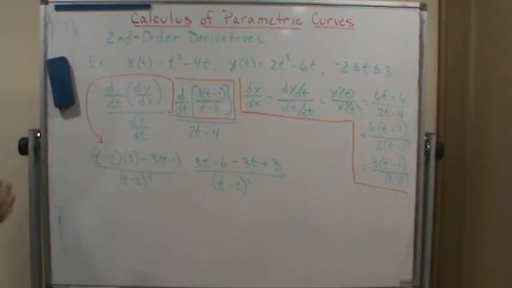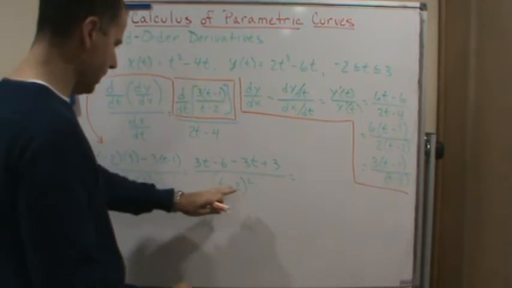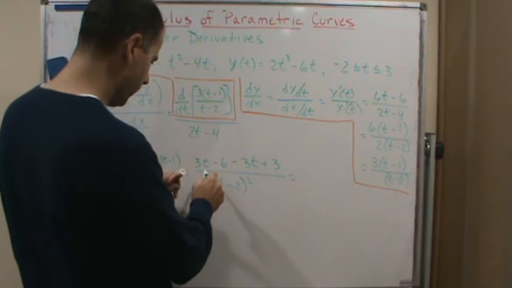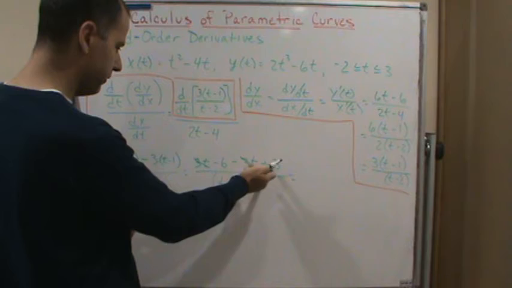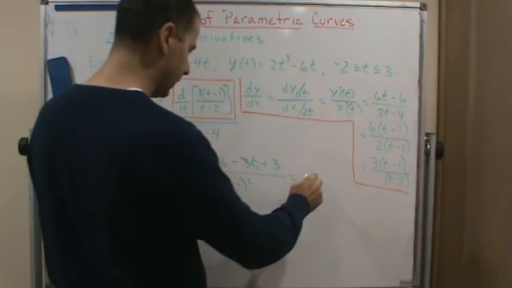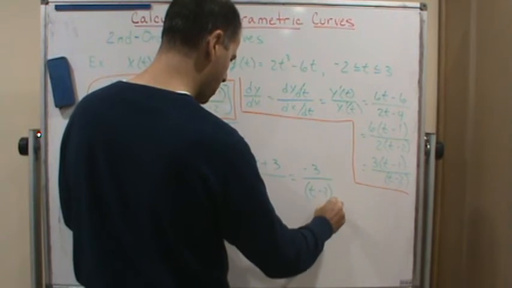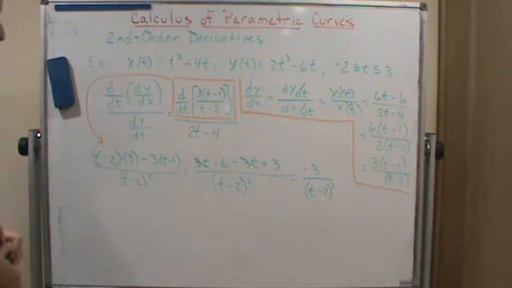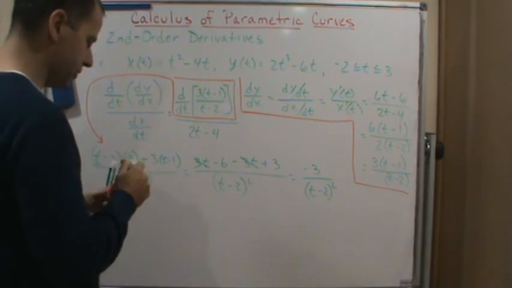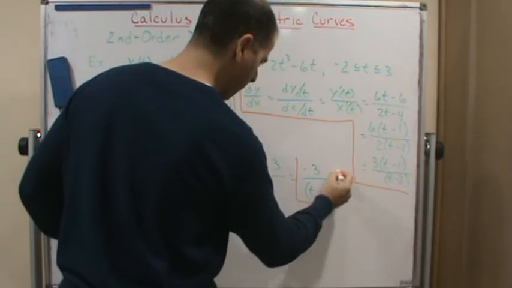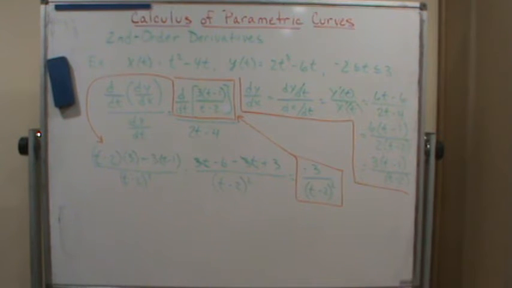Okay, so now I simplify this, and what does this top become? Well, this cancels with this, and I get negative 6 plus 3, which is negative 3. So I get negative 3 over the quantity (t minus 2) squared. So guess what? That's what I'm going to put inside this box. So now this is what I put in for this.